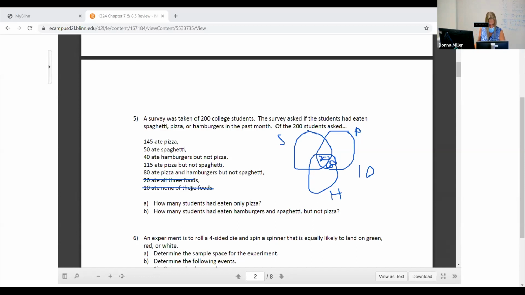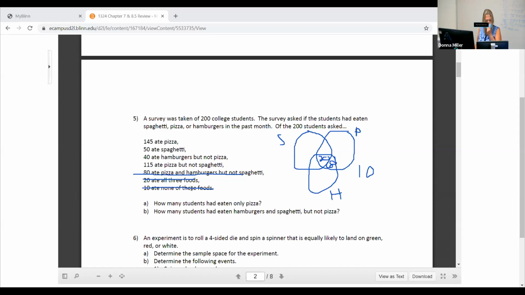115 8 pizza, but not spaghetti. We're going to come back to that one. All right. Just come back to it. 48 hamburgers, but not pizza. Okay. I'm gonna see if I can get something. Okay. 145 8 pizza. All right. So this is where I get to get a little creative.